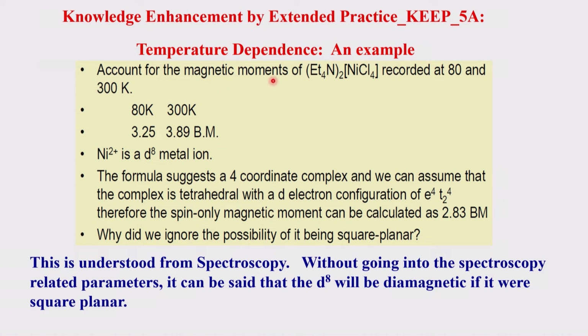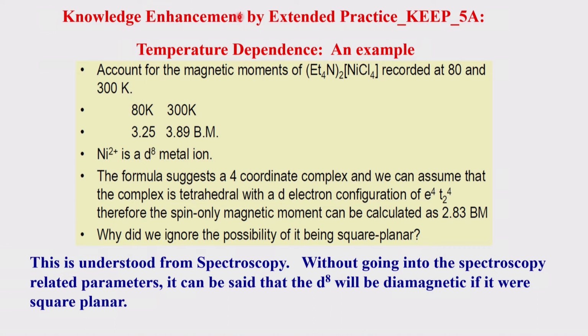So account for the magnetic moment of [NEt4]2[NiCl4], tetraethylammonium twice NiCl4, that is recorded at 80 and 300 K, and it is 3.25 Bohr magneton at 80 K and 3.89 Bohr magneton at 300 K. That's all. So, these observations, how will you understand that?